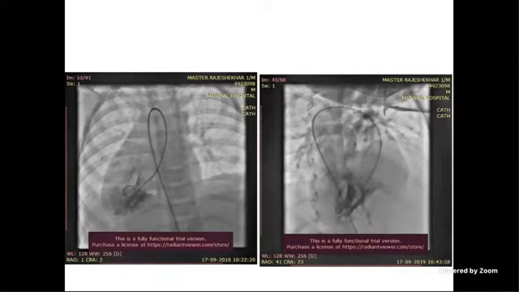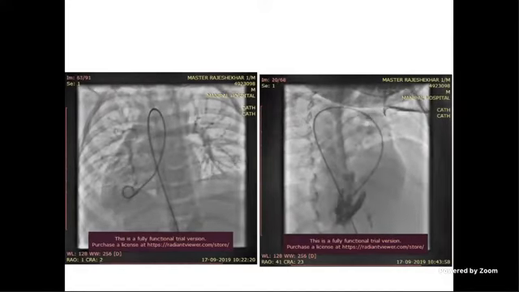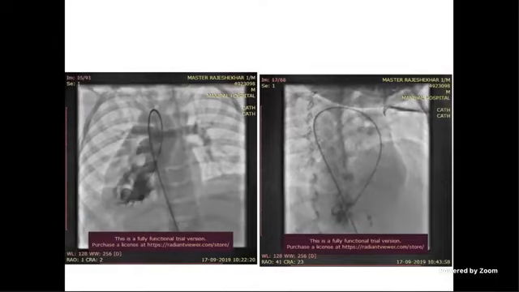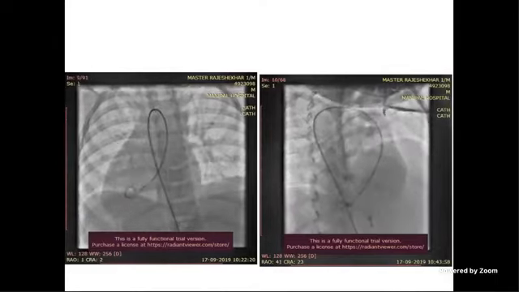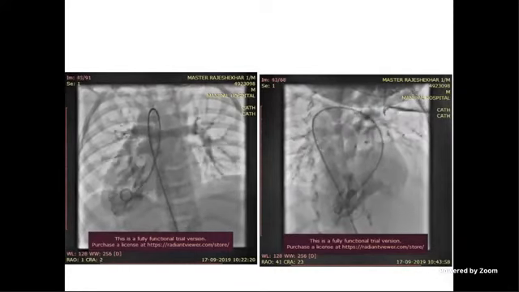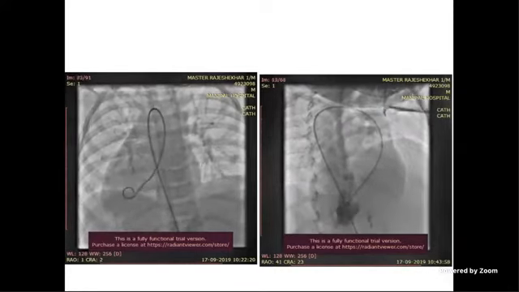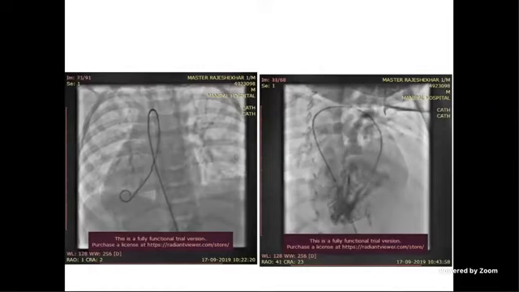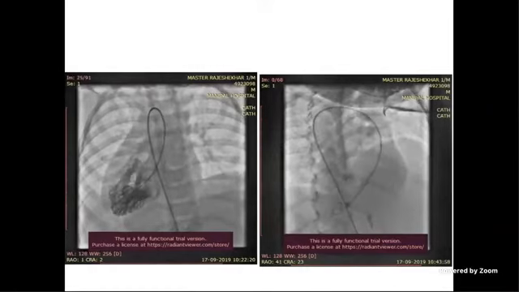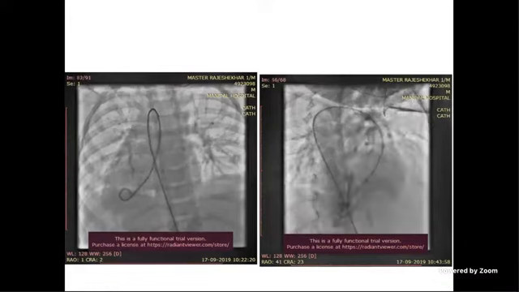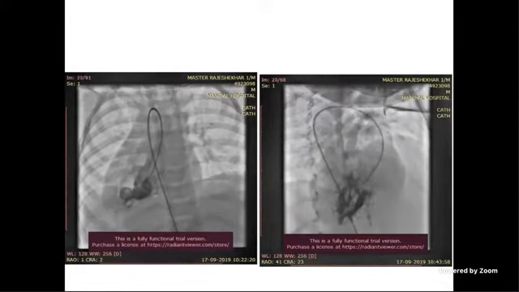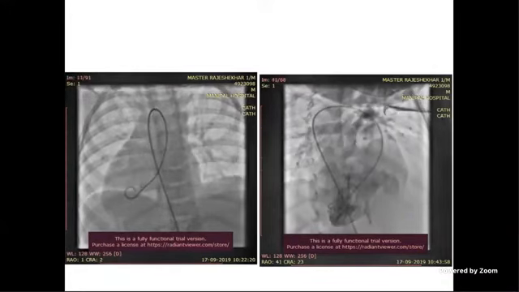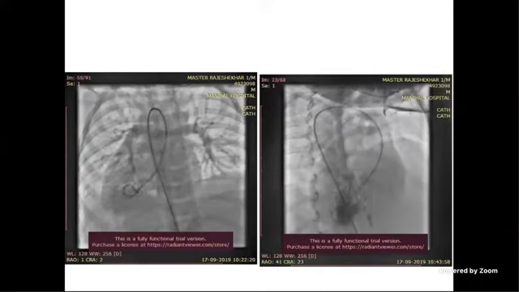The other picture is showing an RAO view with the pigtail from the descending aorta to the arch to the ascending aorta to a chamber, which is coarsely trabeculated and opening into the pulmonary artery with some VSD.